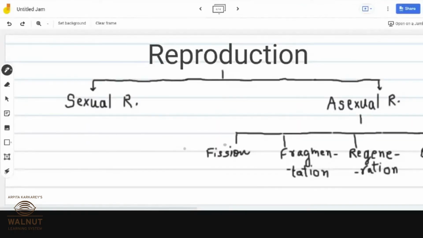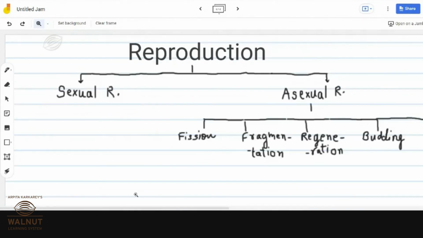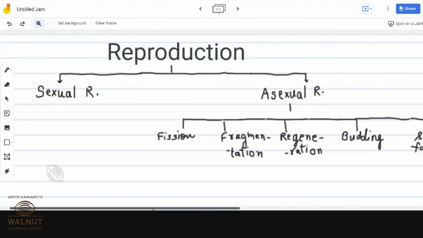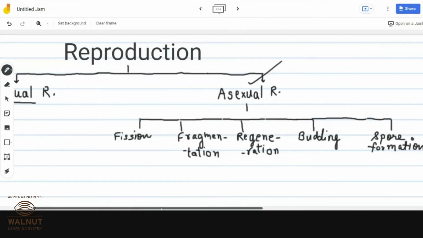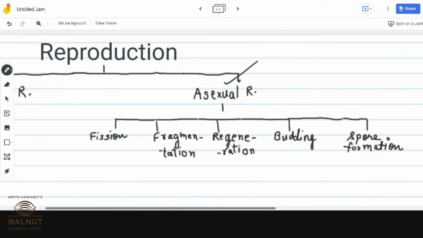So here it is. Here you can see reproduction is of two types: sexual reproduction and asexual reproduction. Sexual reproduction we will be reading later. First, we will see asexual reproduction. Asexual means the reproduction in which the sex chromosomes, the XY chromosomes, are not involved. The asexual reproduction takes place by different parts of the body. They don't have a specific organ for it.